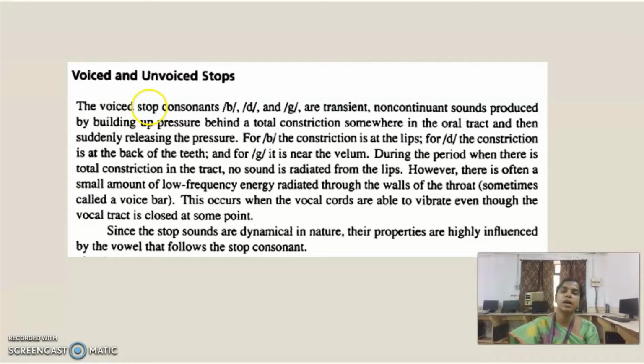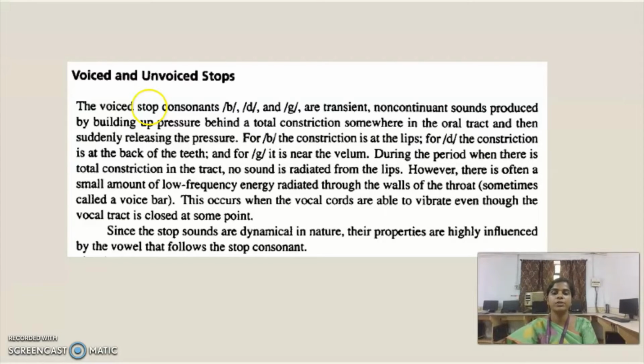Next, let's explore the voiced and unvoiced stops. So the stop consonants B, D, G are voiced stops which are transient, non-continuant sounds, and they build up pressure. We see that a constriction is produced at the vocal tract and it then releases the pressure. Different stop consonants have constrictions at different articulatory positions. B has constriction at the lips, D has constriction at the back of the teeth, and G near the velum.